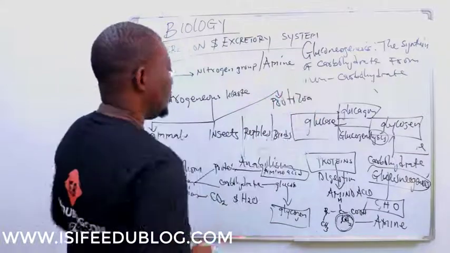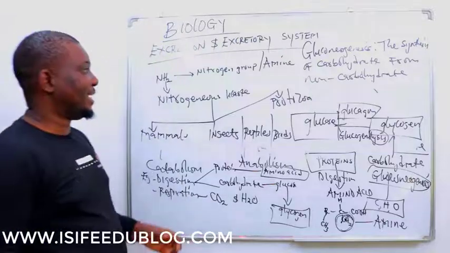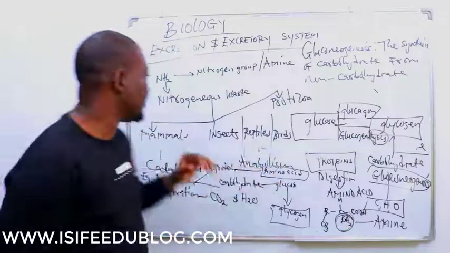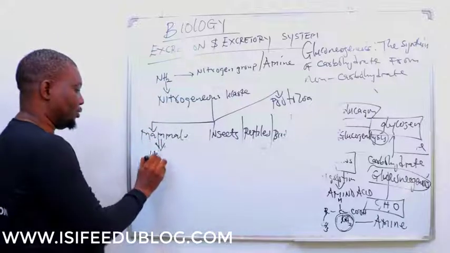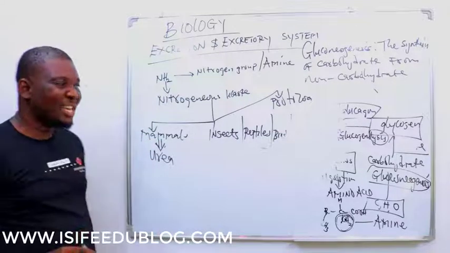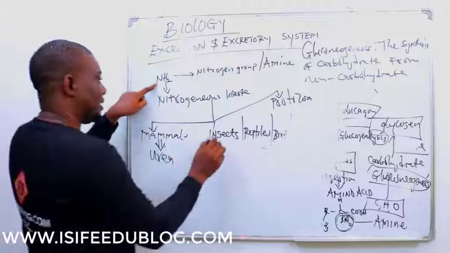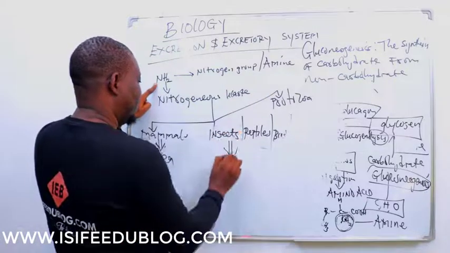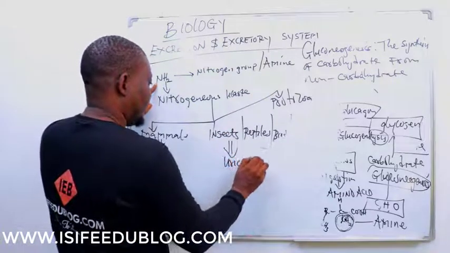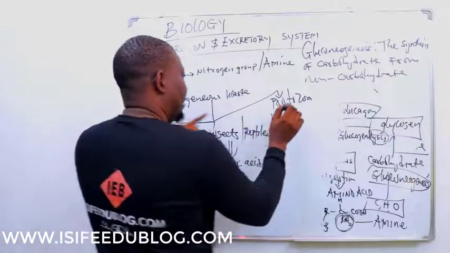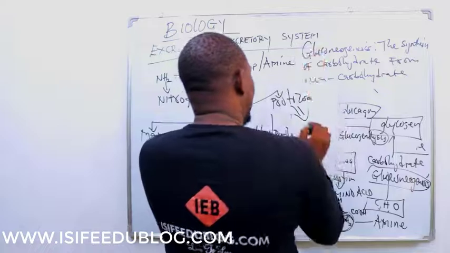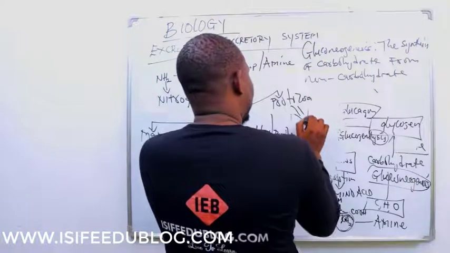This nitrogenous waste so formed from here, in mammals, is removed as urea. In insects, this waste is removed as uric acid. That's insects, reptiles, and birds. And then in protozoa, this waste is removed as ammonia.